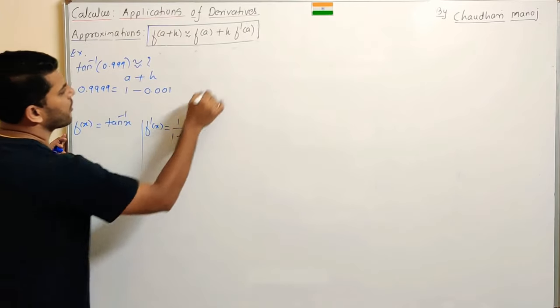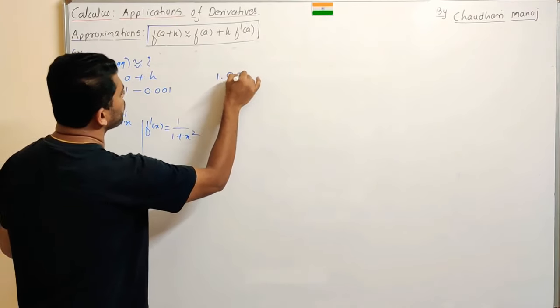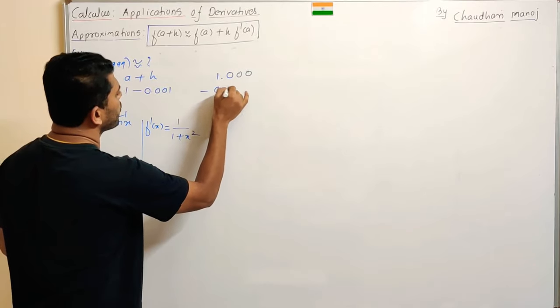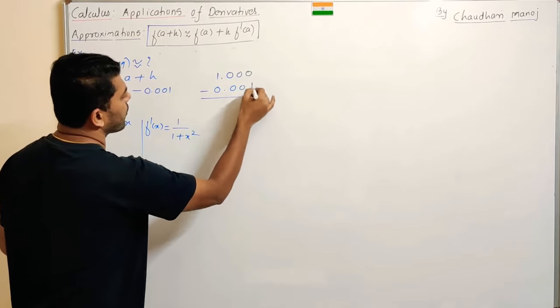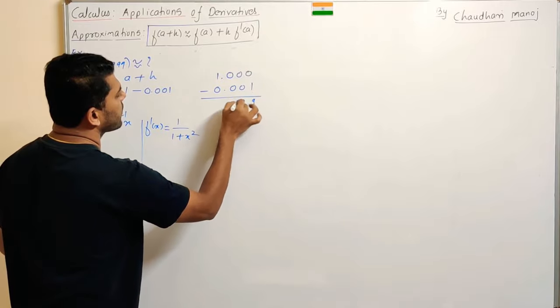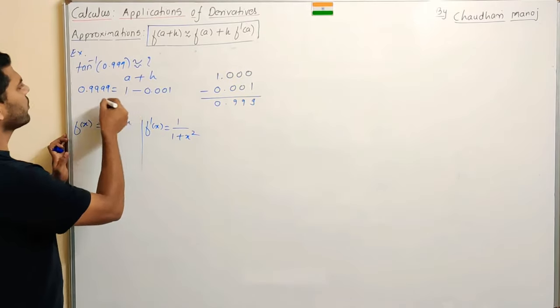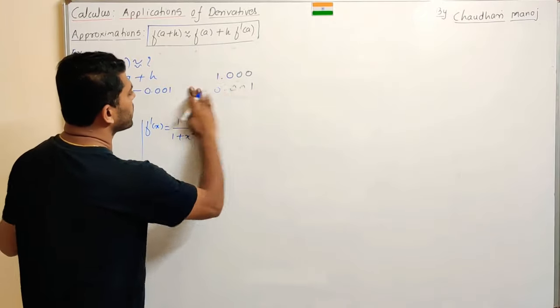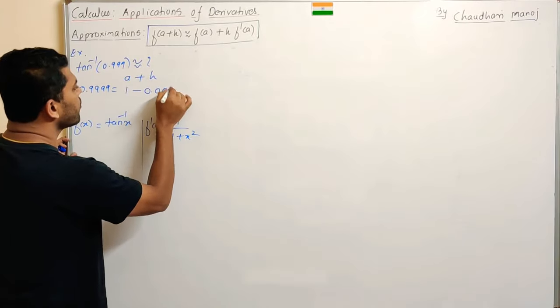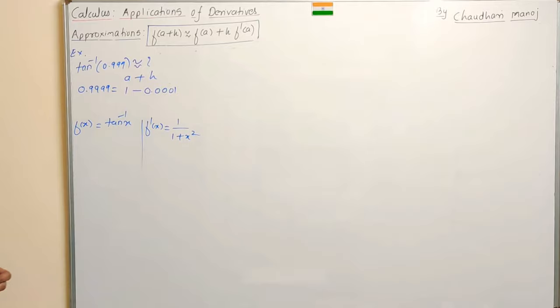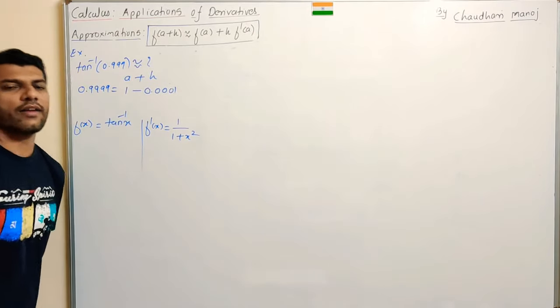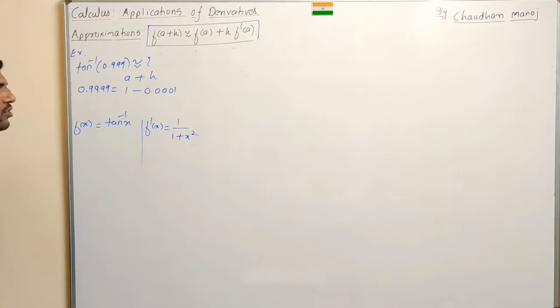Okay, so if I split this 0.999 as 1 minus 0.001, what will happen? If you subtract 0.001 from 1, this is 9, this is 9, this is 9, 0.999. There is one more 9 that is given, so it's 0.0001. So this is the split up: 1 minus 0.0001. Here I split it.